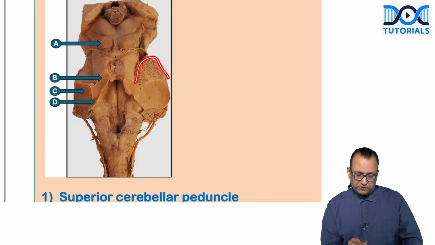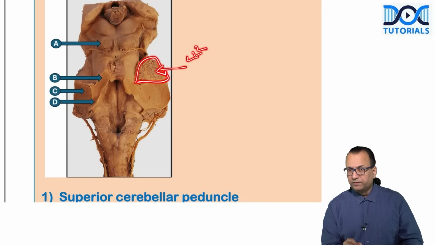If you look at the cerebellum, it is at the roof of the fourth ventricle and has been removed so that you can see the floor of the fourth ventricle. Floor of the fourth ventricle, you'll have the pons and upper half of medulla oblongata.